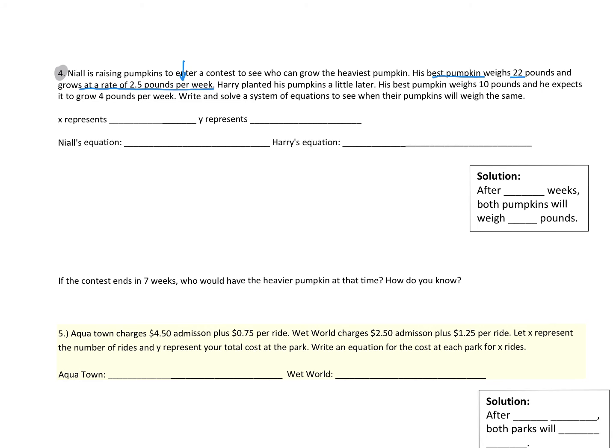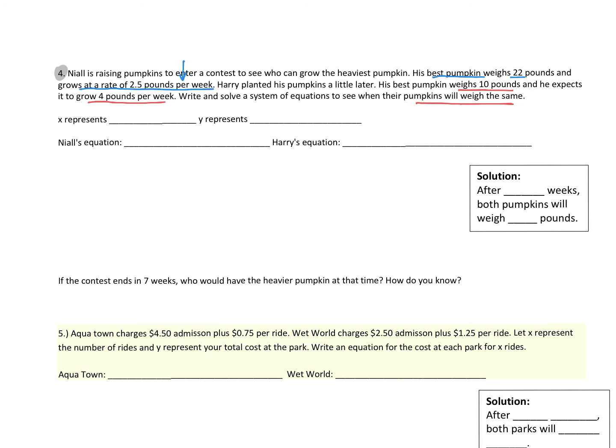Harry planted his pumpkins a little bit later. His best pumpkin weighs 10 pounds, and he expects it to grow 4 pounds per week. Okay. It says, write and solve a system to see, after how many weeks are their pumpkins going to weigh the same amount? All right, so first thing, a little hint for the X.